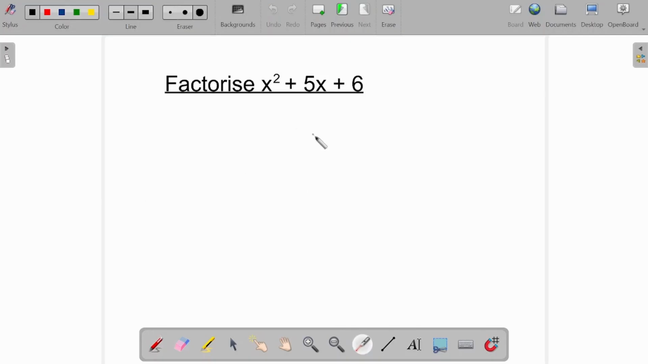So for this next one, we are once again reversing the expansion process. So we have to find two numbers which multiply to make 6, which is the constant, and add to make 5, which is the coefficient of x. So this is 2 and 3, because 2 times 3 is 6 and 2 plus 3 is 5. So we get x plus 2 and x plus 3.